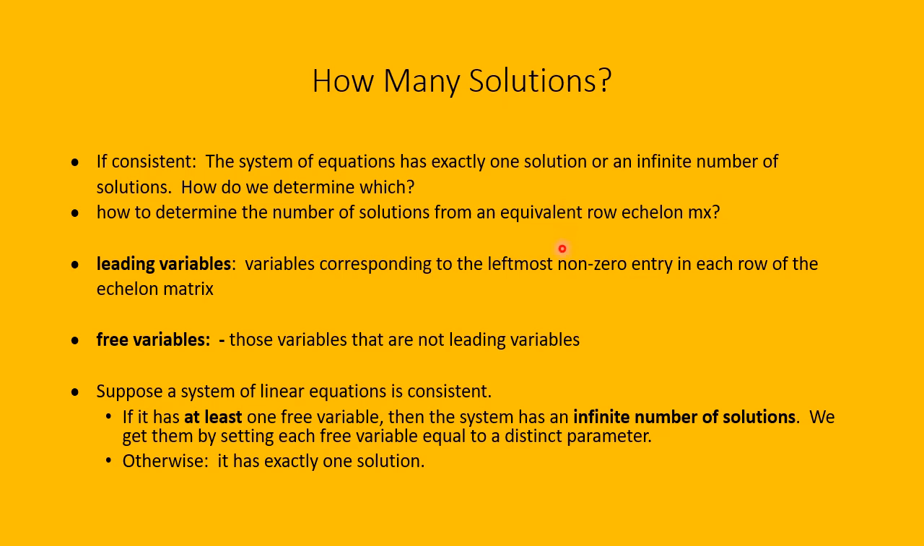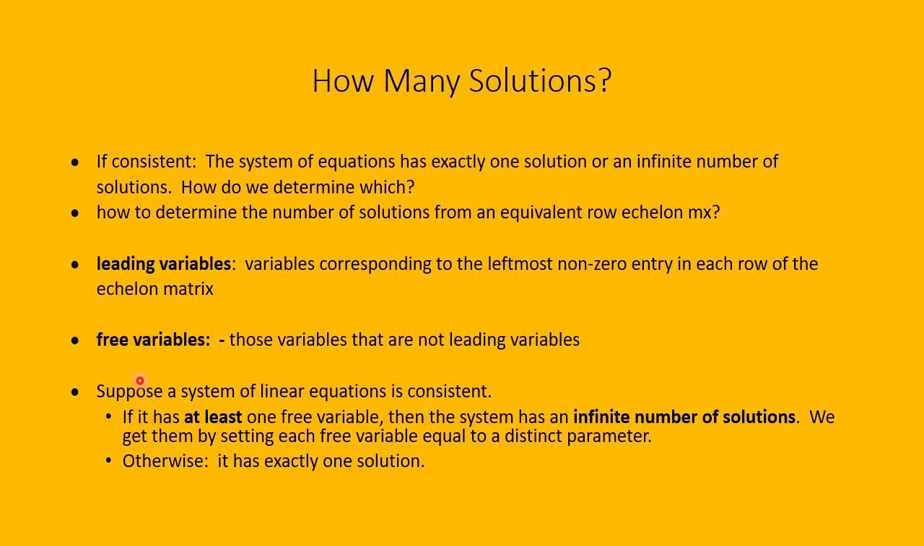Well, in order to answer that question, once we have the matrix in row echelon form, we'll talk about some variables in the system of equations being leading variables or free variables. The leading variables are the variables corresponding to the leftmost non-zero entry in each row of the echelon matrix. The free variables will just be those variables that are not leading variables, the rest of them.